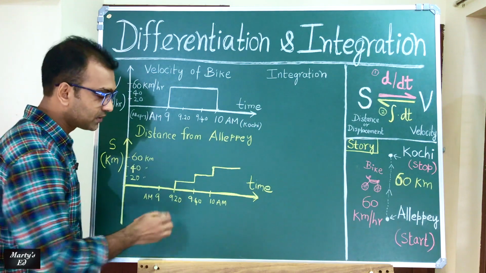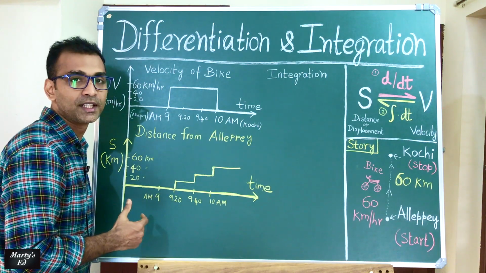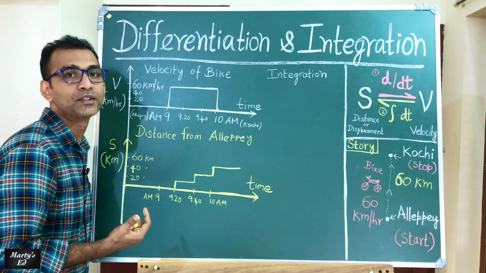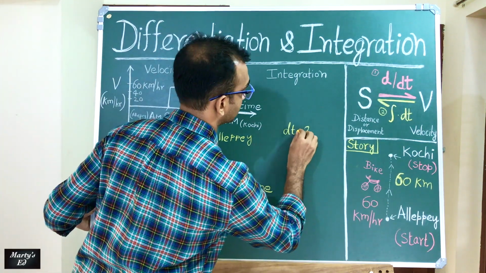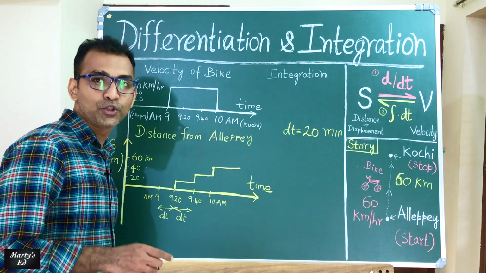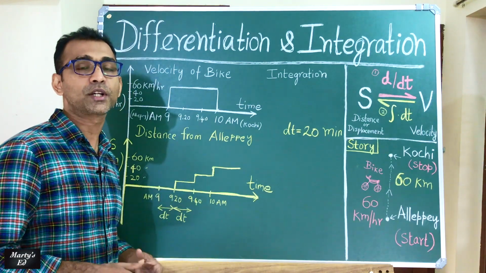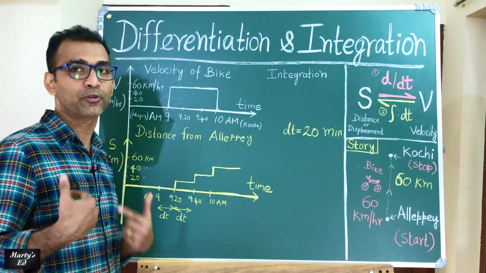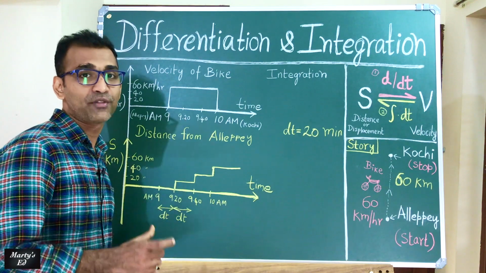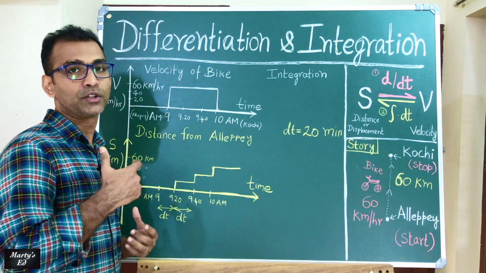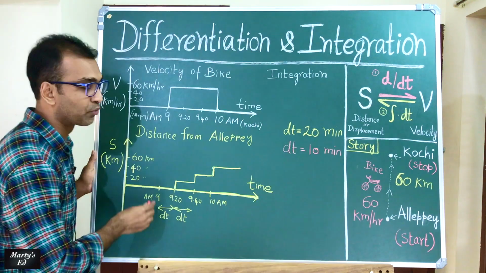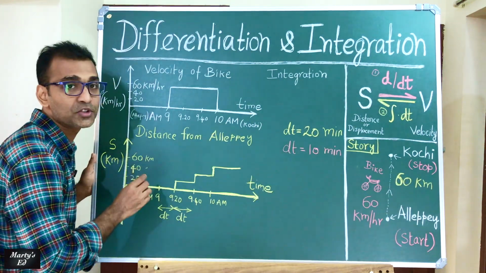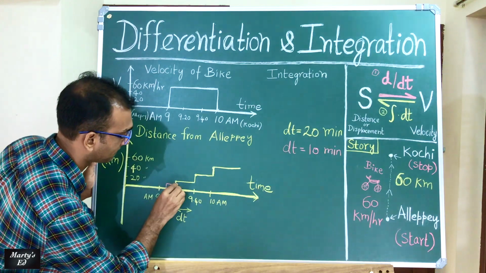So what do you think this 20 minutes is? It is nothing but dt. So dt is 20 minutes here. Now I'm going to do a small change. Instead of 20 minutes, I'm going to ask my friend to tell me the distance covered for every 10 minutes. We are going to see the distance traveled for every 10 minutes.